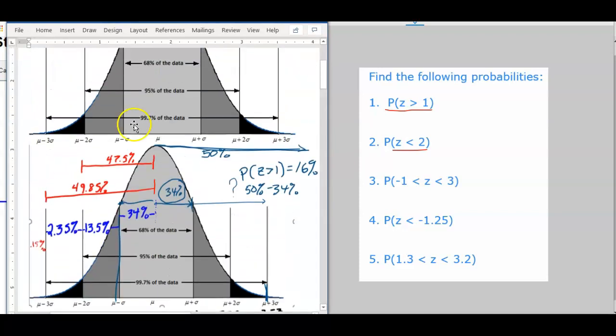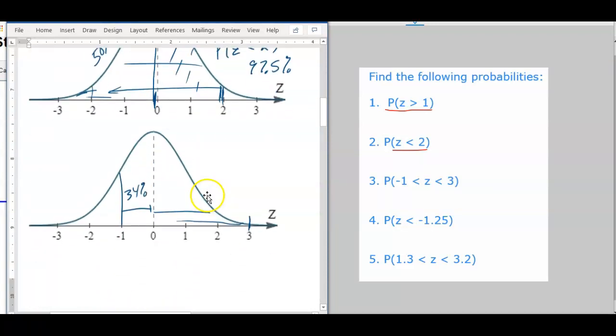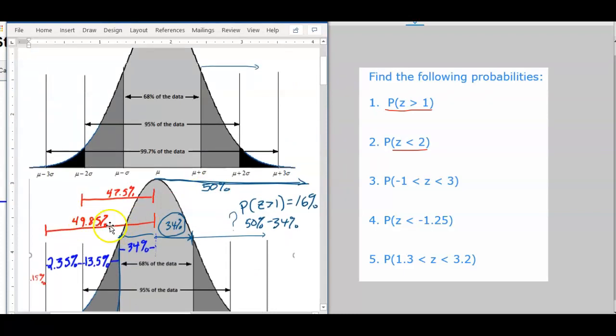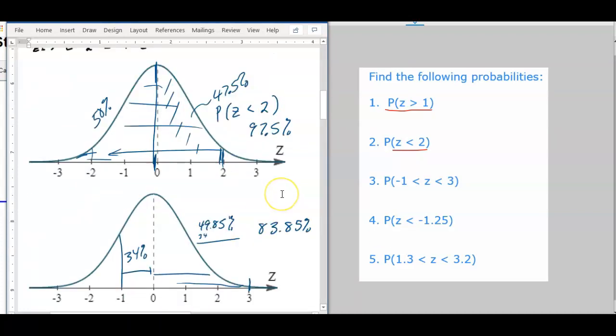And what would that be? If you go back up to the top, that's 49.85% from 0 to 3 standard deviations to the left or the right. Remember, this is symmetric. So this is 49.85%. We'll check that, right? 49.85. And so we just add the 34 and 49.85. That would be 83.85%. So that is problem 3, the probability that the z-score is between -1 and +3.